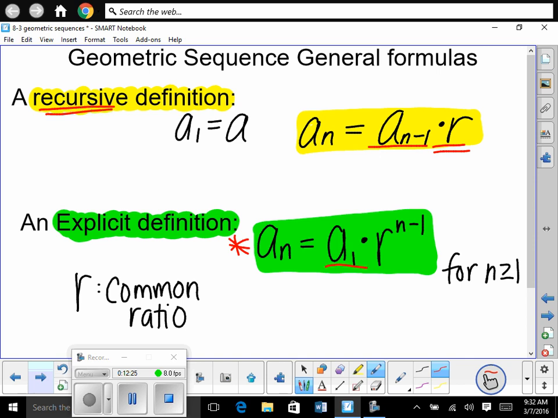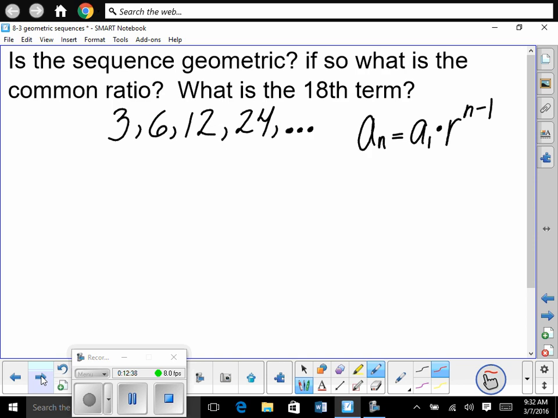Okay, so if you can't figure out your own, you could write using this general formula for the explicit form of a geometric sequence. Did everybody get that written down? Do I need to go back? Okay, here's our first example.